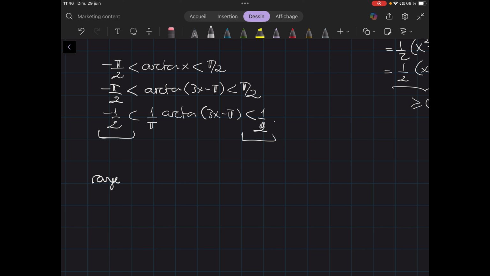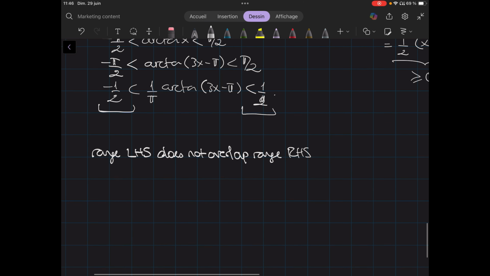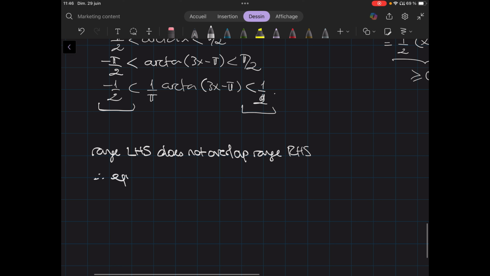The range of the left-hand side does not overlap with the range of the right-hand side. Therefore, the equation has no solution.